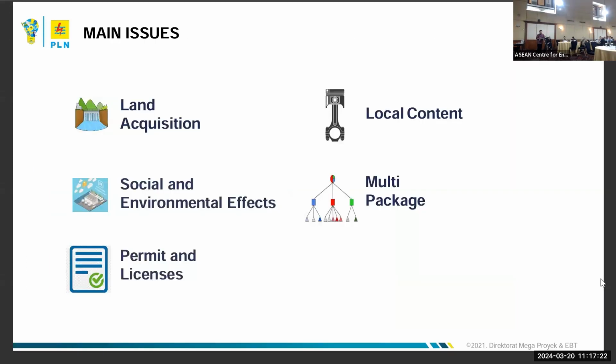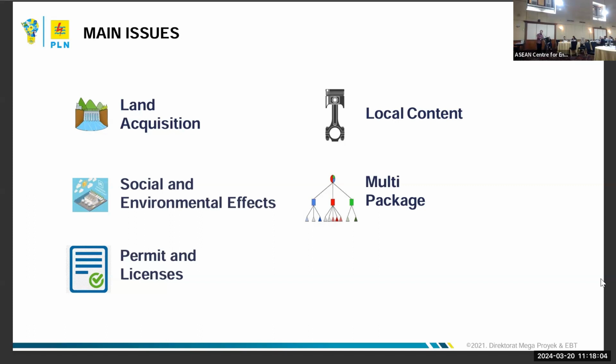And what issues do we have here? Actually, this is the already classic problem: land acquisition, yeah. The second is social and environmental impact, and permits and licenses, where we deal with so many departments and local governments about issuing permits and licenses. And this is specific to Indonesia: local content. We have an industrial minister decree regulating local content, especially for power generation projects in Indonesia.